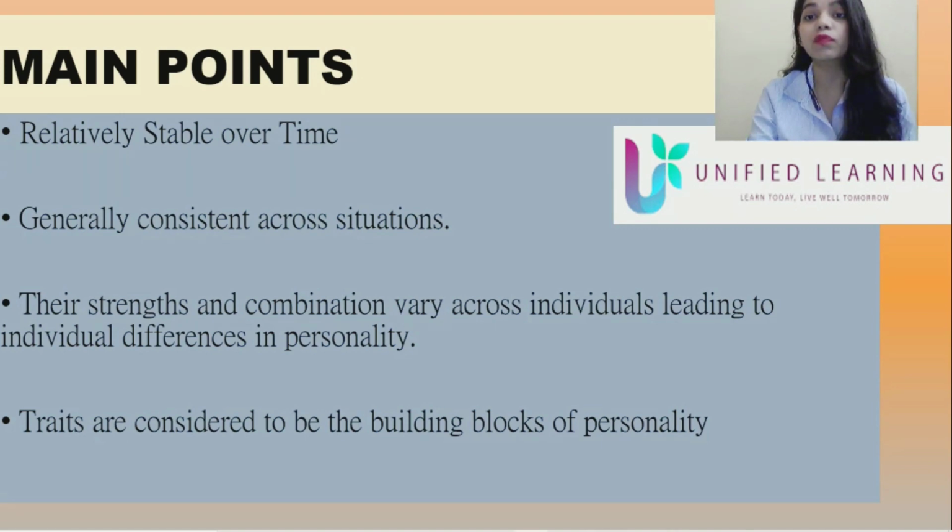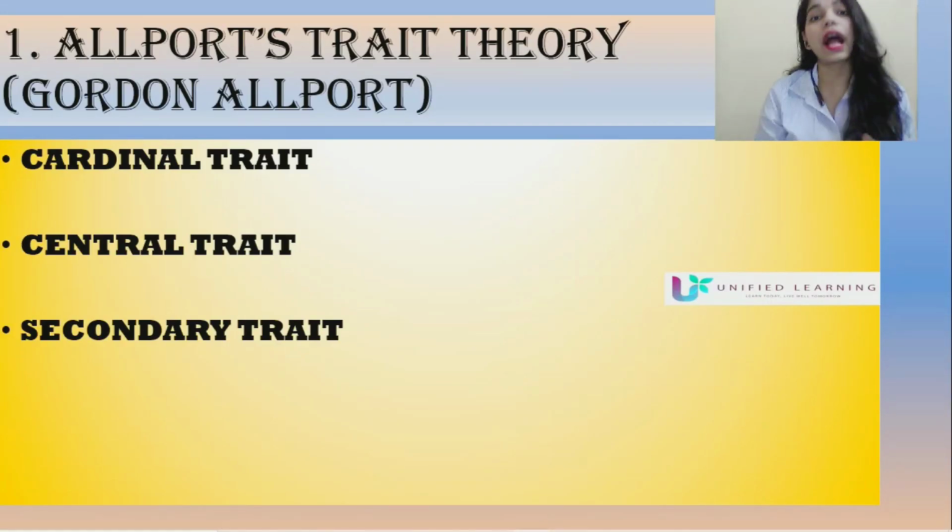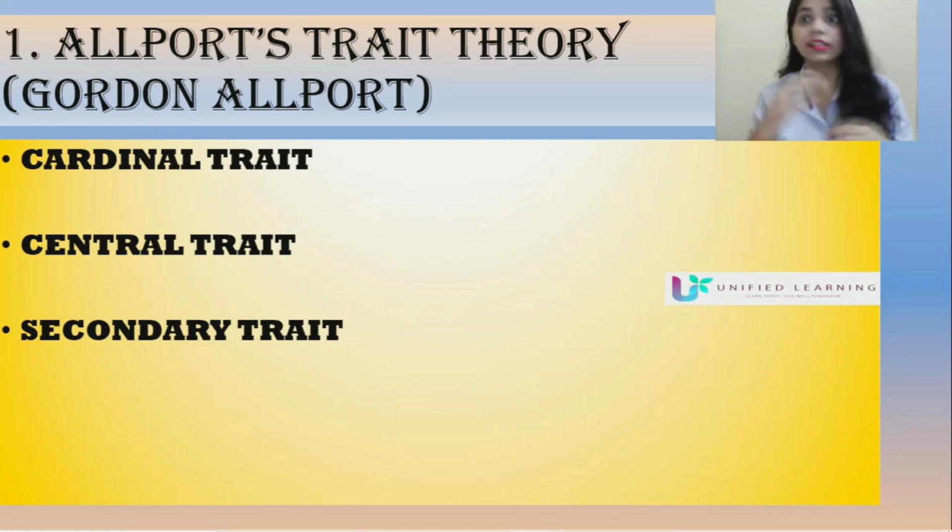Let's move further and talk about Allport's trait theory. Allport is known as the pioneer of the trait approach. He proposed that traits are dynamic in nature, but he also said that a person responds to situations with similar plans. He studied the English language to find the words describing personality, and he categorized personality into cardinal traits, central traits and secondary traits.